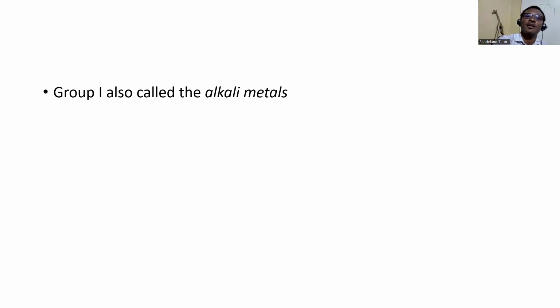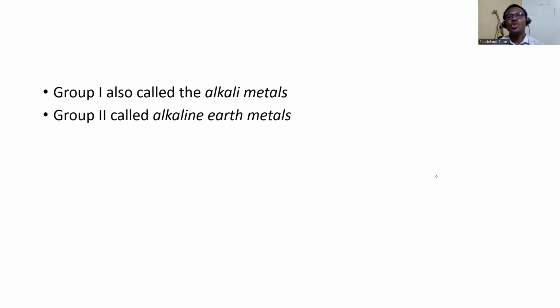Is that clear? For those in group 2, look at the names, they are related, and sometimes exam bodies will try to trick you. Once you hear alkaline metals or alkaline earth metals, we are referring to group 2. So while group 1 are called alkali metals, group 2 elements are called alkaline earth metals. I hope that is clear.